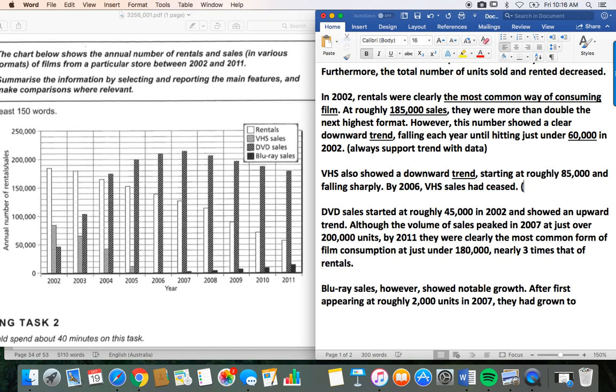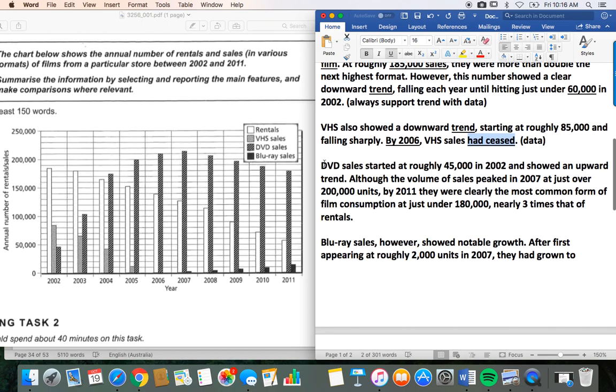So I've got trend, data. Beautiful. Also, note the grammar. By 2006, sales had decreased. That's like the most beautiful part about teaching IELTS Task 1: the past perfect. By, had. Past perfect. Only with by. Do not use in 2006. Only use by 2006. Moving forward. DVD sales. Okay, so now I've moved on to DVD sales. That is the topic of most of the paragraph here.